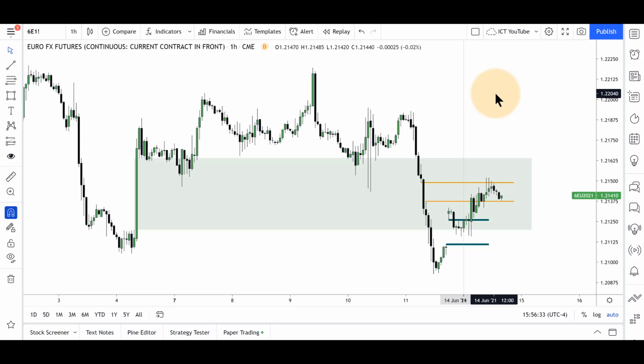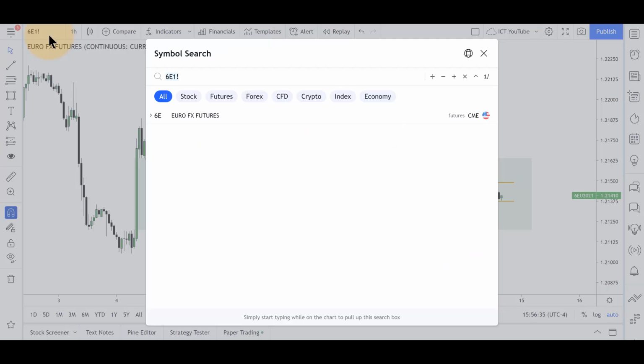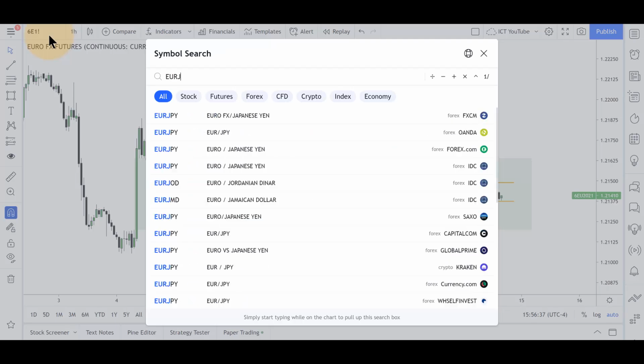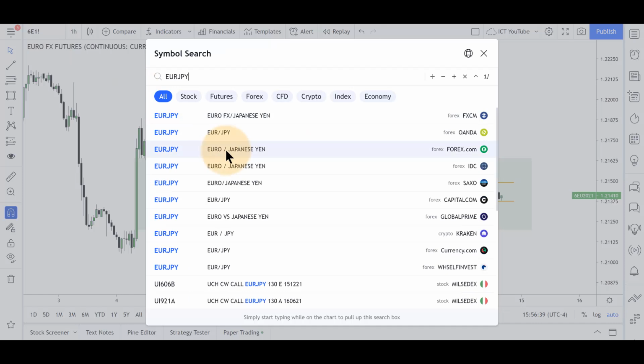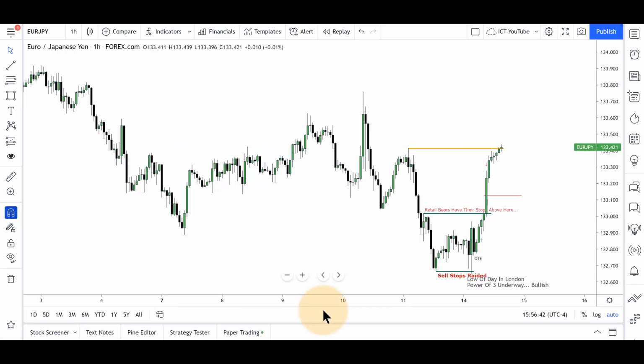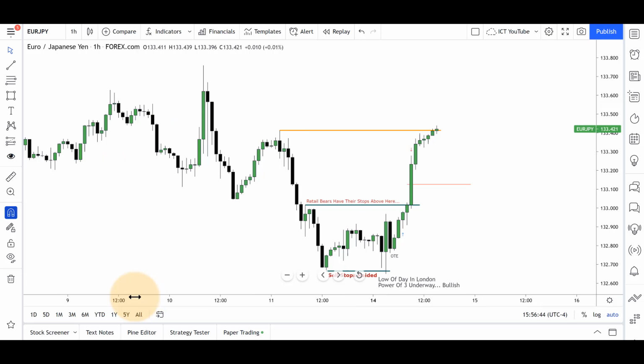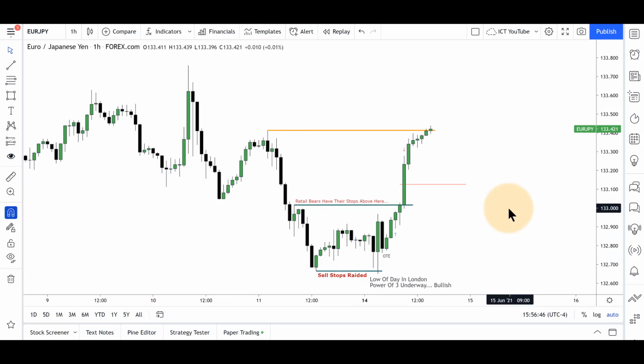So I went right into euro yen, and let's take this out a little bit. And you can see we had an old low here. We traded down, took the sell stops out, and it rallied up. Then it retraced back in. This is an optimal trade entry, and I'll zoom in on a lower time frame in a moment. But for now, I just wanted to show you the general framework.